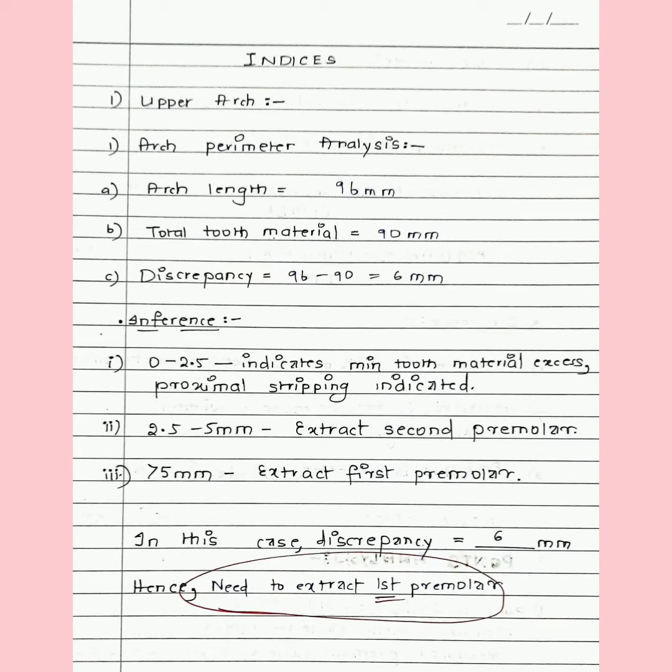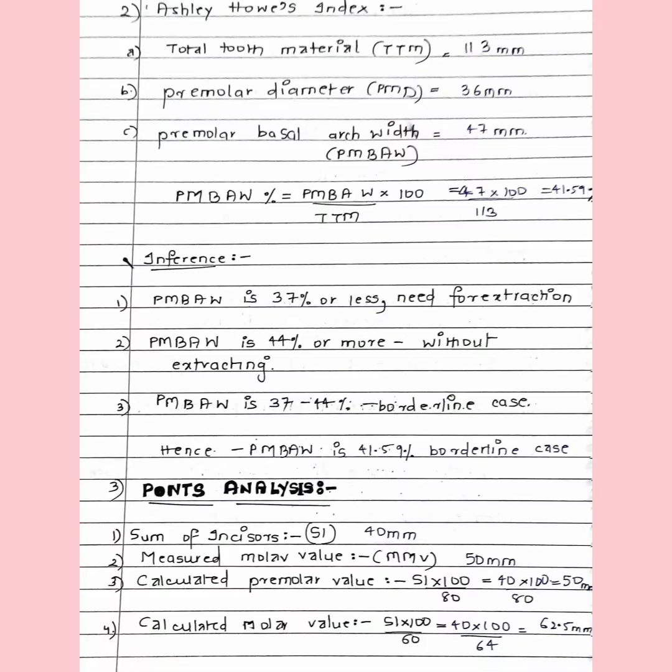Starting off with the indices. First, after doing arch perimeter analysis, there's a discrepancy of 6 mm. So we can conclude that there is a need to extract the first premolar in the upper arch. Second is Ashley Howe's index. This index tells us that this is a borderline case. A borderline case is seen in those patients whose arch length and tooth material discrepancy lies within the extraction and non-extraction range, and then there is uncertainty in taking the decision of extraction.